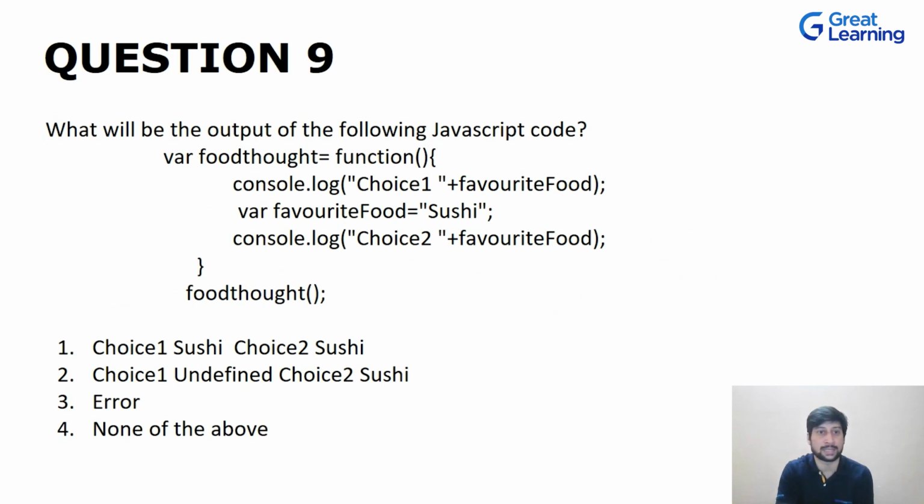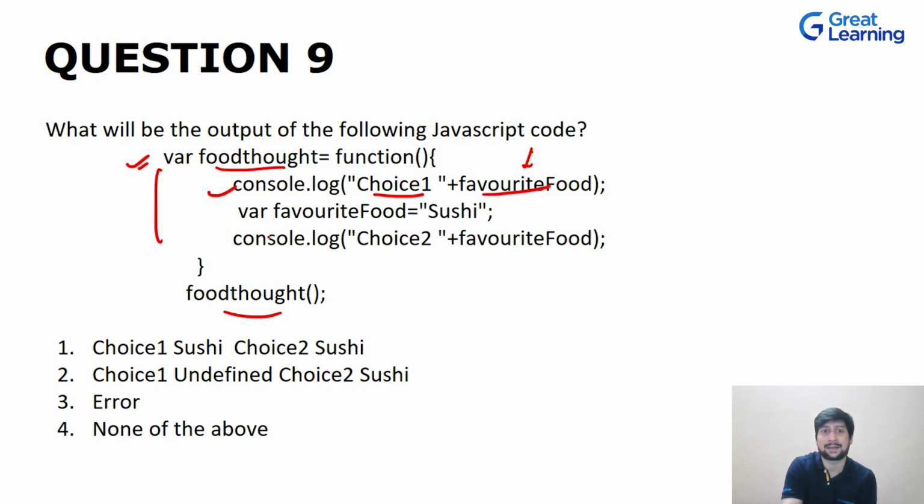Now let's move on to the next question. If you observe over here, we have a variable that is food thought, and this is something which is known as function expression, right? We are assigning a function to a variable. So this is the function, that is function expression, and we are then calling this food thought. Now in this function, what is happening? We are trying to print console log. We are trying to print the statement that is choice 1 favorite food.